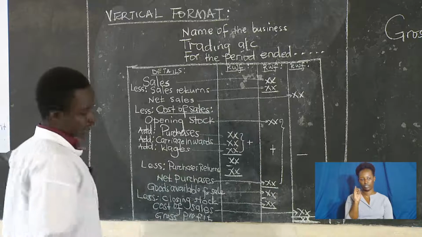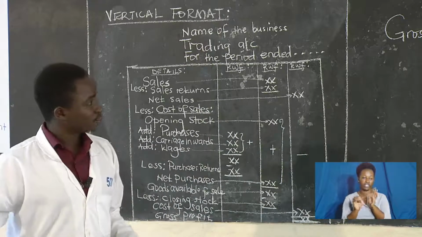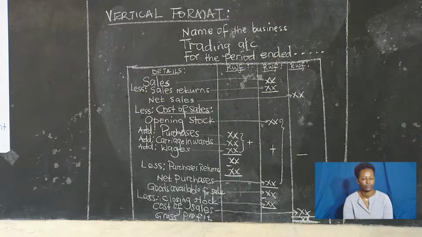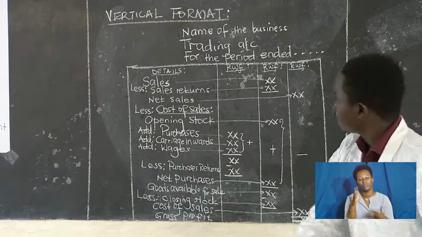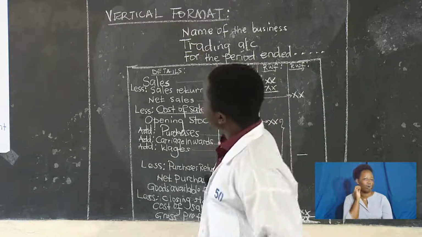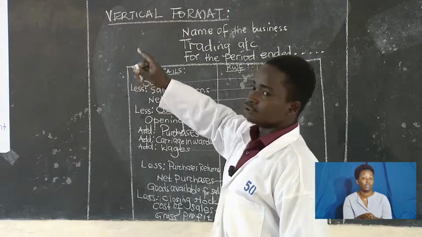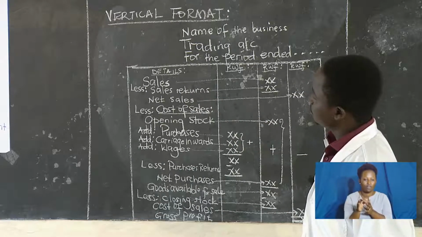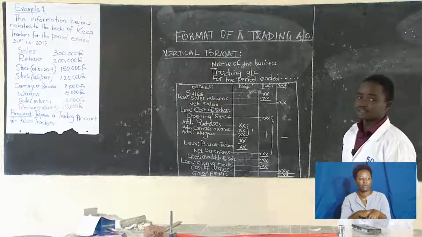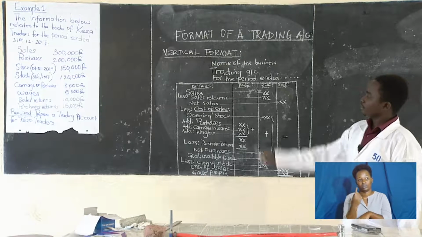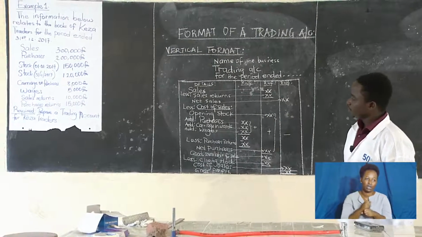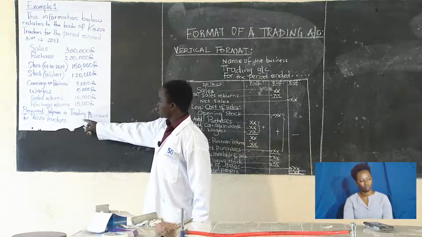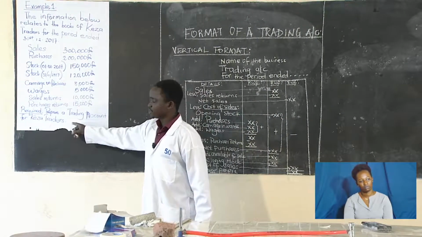So we have an example there, which I want us to work out together. Then you understand how you will do the work that I will give you. The information below relates to the books of Kaiser Traders for the period ended 31st December 2017. We have our information, that's our question. Then what do they want? Required to prepare a trading account for Kaiser Traders.